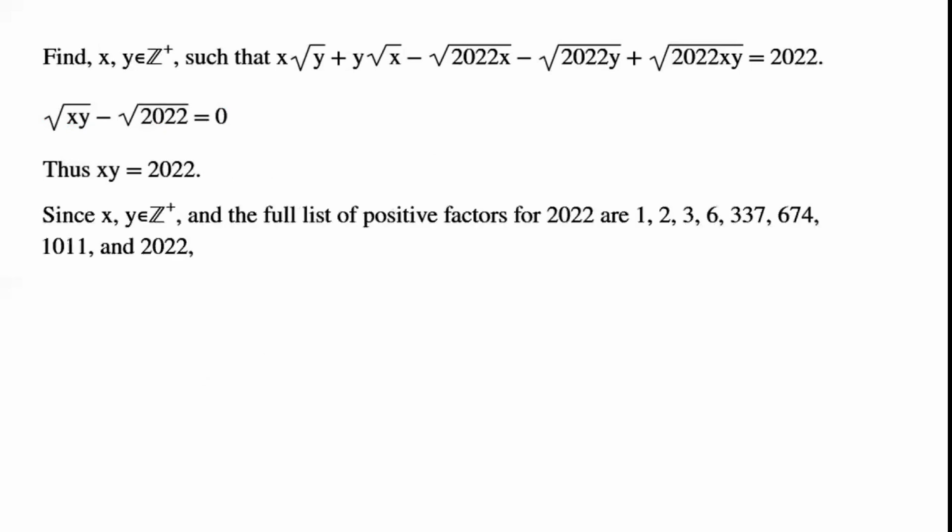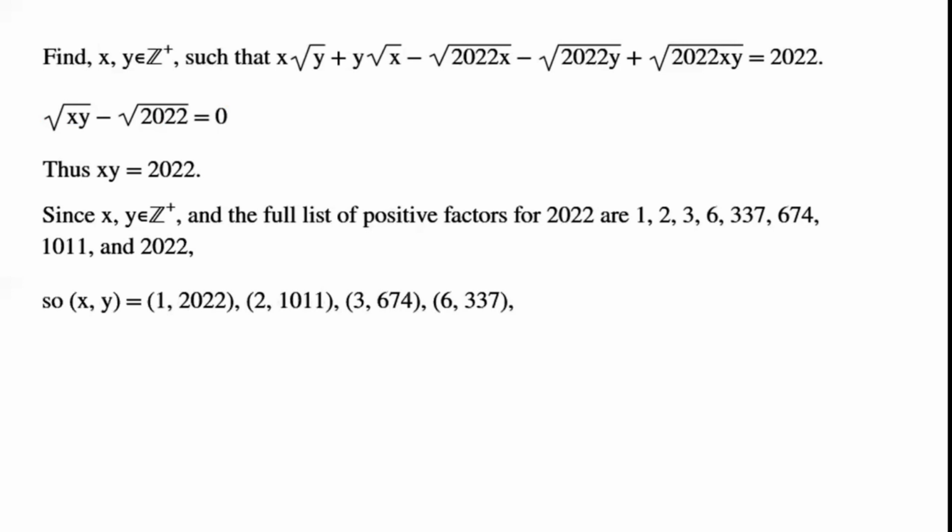Since x and y are positive integers, and the full list of positive factors of 2022 are 1, 2, 3, 6, 337, 674, 1011, and 2022.